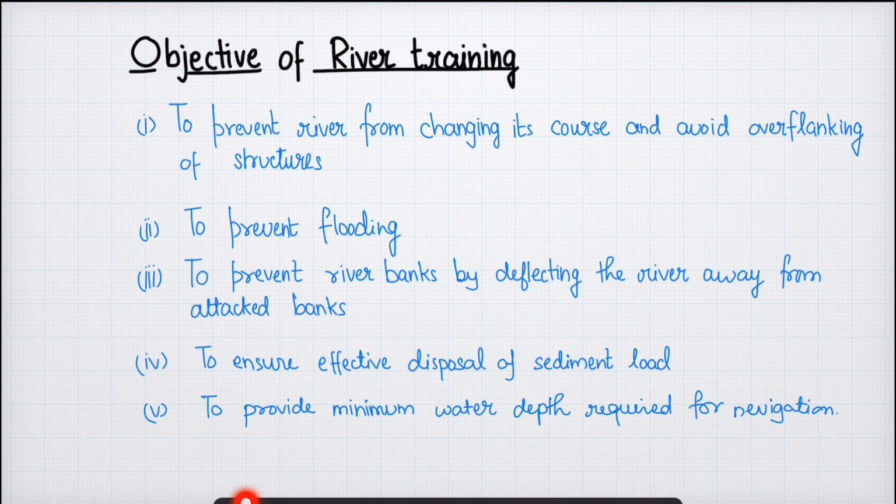The fourth point is to ensure effective disposal of sediment loads. If you have been regularly watching the previous videos in this channel, you will see that we have over and over discussed the silting and scouring phenomena, right? That is the major problem that as an irrigation engineer you want to control. You want neither too much silting, nor too much scouring, right?